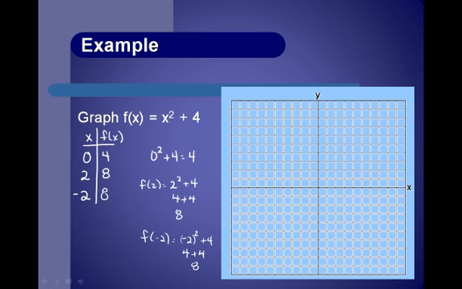Now we're ready to plot those points. If x is 0, f of x, or the y, would be 4. So that is over 0, up 4. The next ordered pair, (2, 8), is over 2, up 8, which would be right here. And then the third ordered pair, (negative 2, 8), would be back 2, up 8. Now notice this one is not a straight line. This is actually what we call a parabola, which looks like this U-shaped thing, and we're going to talk about those later on.